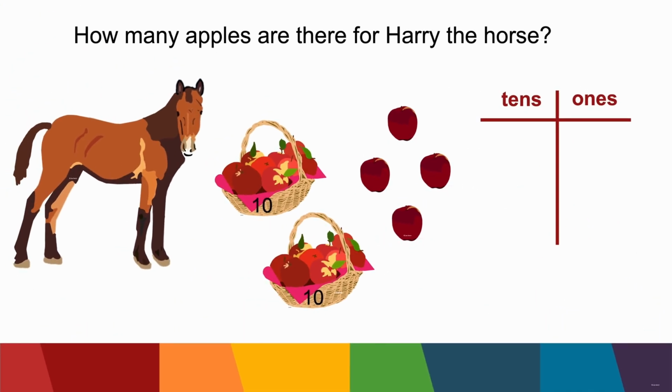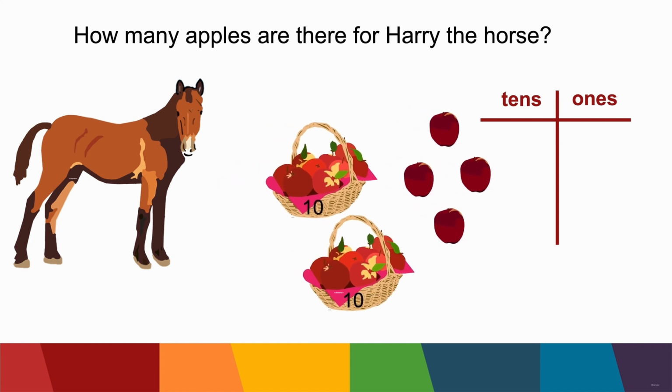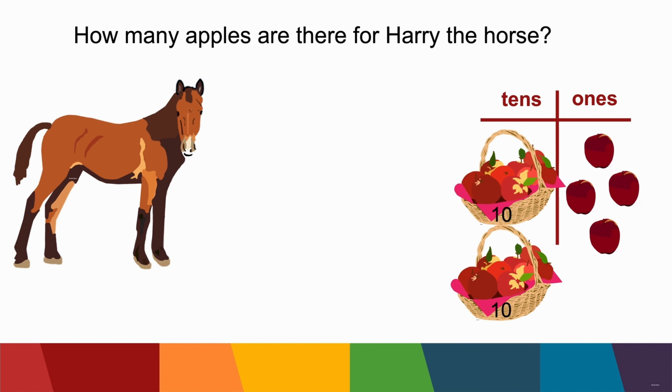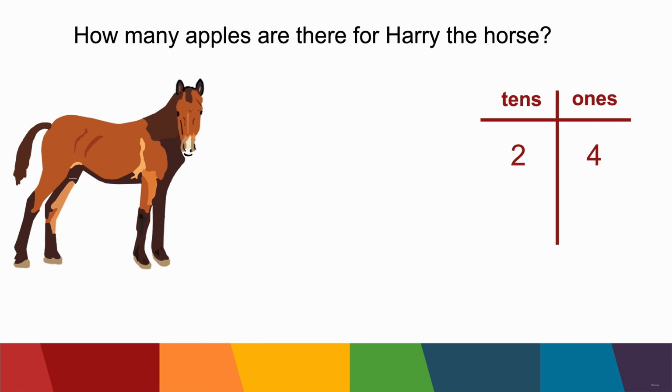How many apples are there for Harry the horse? 10 and 10 is 20, and I see 4 more apples, making 24 apples total.